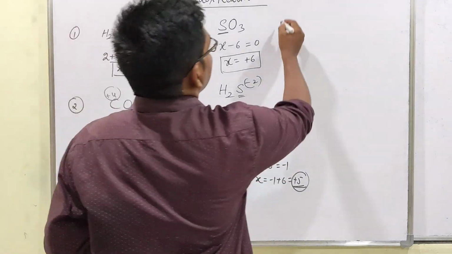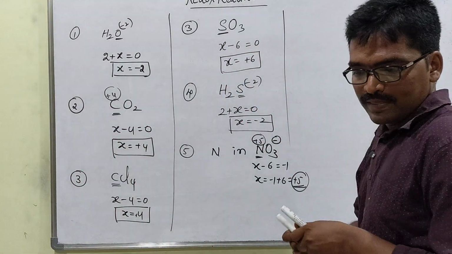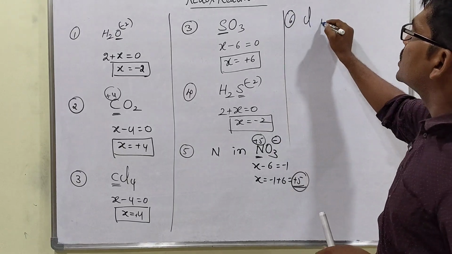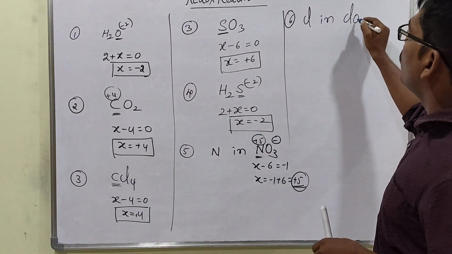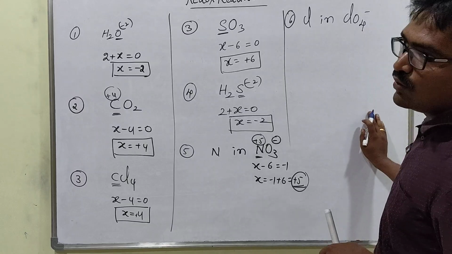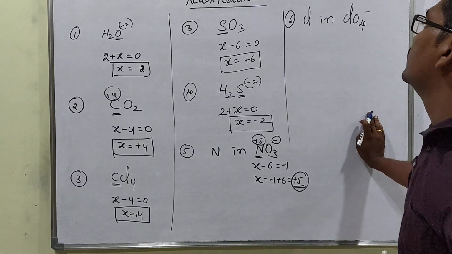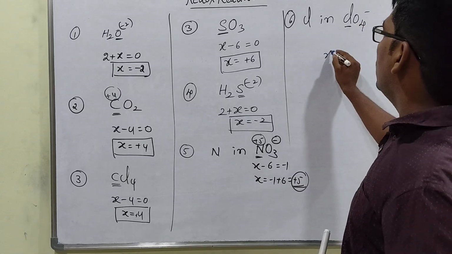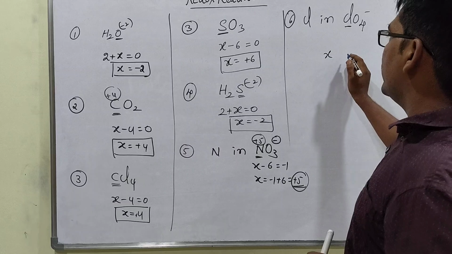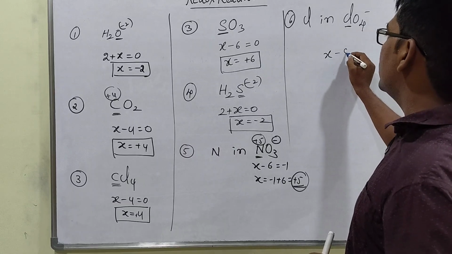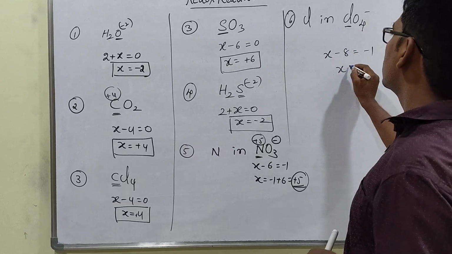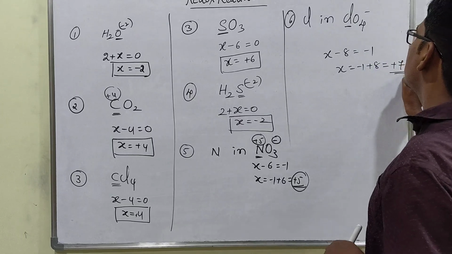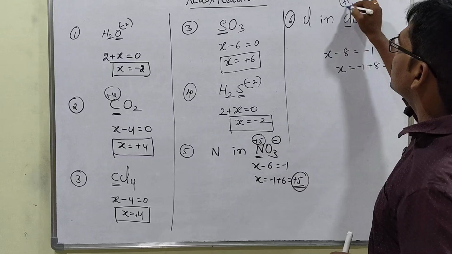Then chlorine oxidation state in ClO4 minus. At that time, take chlorine as X. Each oxygen is minus 2, 4 times gives minus 8, equals minus 1. So X equals minus 1 plus 8 equals plus 7 is the oxidation state. So chlorine is in plus 7 oxidation state.